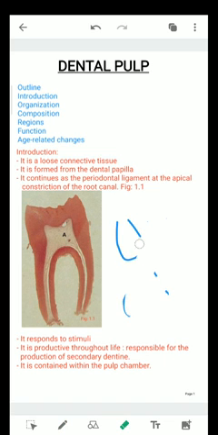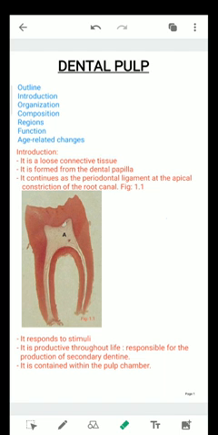I said it's a loose connective tissue, and currently there has been no convincing evidence that we have elastic fibers in the dental pulp. So it can be assumed more or less an inelastic tissue. It continues as the periodontal ligament at the apical constriction of the root canal.